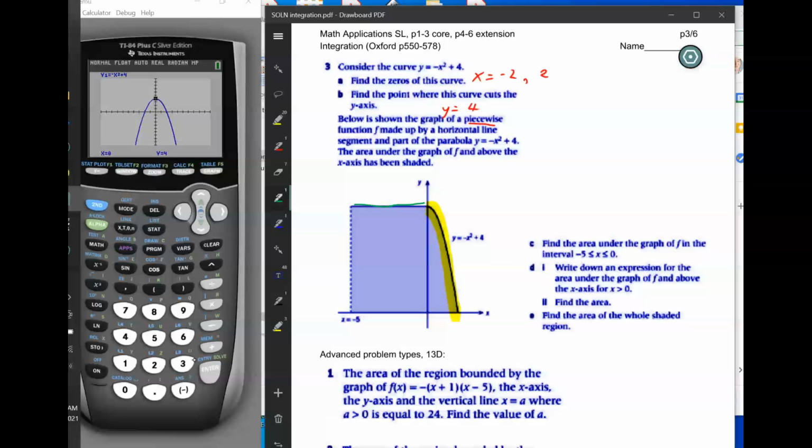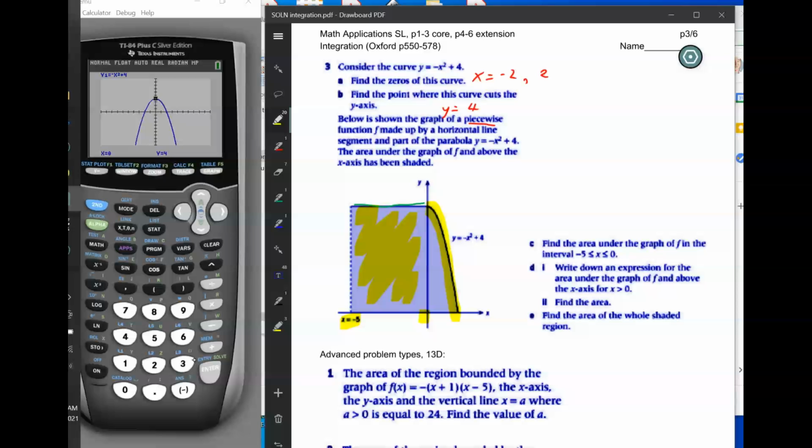The area under the graph of f above the x-axis has been shaded. So let's see what they want us to do. Probably they want us to find the shaded area. Find the area under the curve of f in the interval negative 5, 0. So basically what they're saying is, first, find the area over here between negative 5 and 0. So it's just a big rectangle. There's a couple ways you could do this.